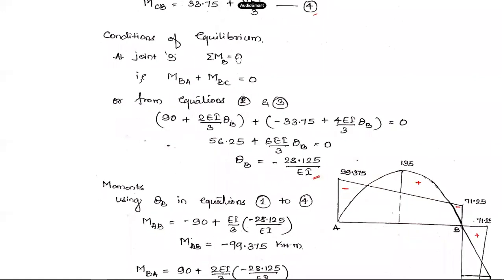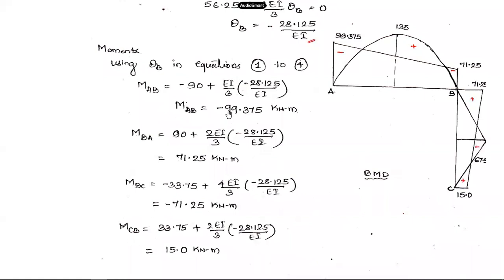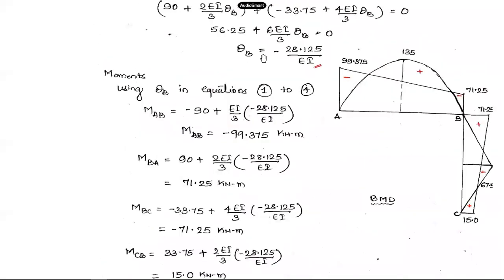I can obtain the bending moments at these joints. What are the bending moments that have developed at joints A, B, and C? This value of theta B will be used in equations 1 to 4, and then we'll be able to get the values of bending moments. When I take the first equation MAB and substitute for theta B in that, the bending moment at joint A is coming out to be minus 99.375. So this is in the anti-clockwise direction. It is coming out negative, so it will be in the anti-clockwise direction. That should be noted there.